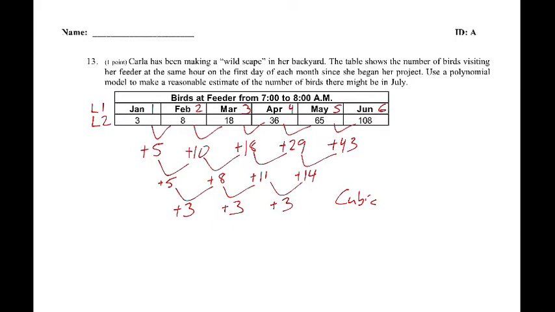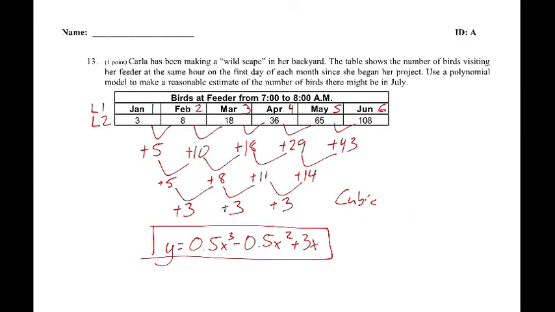And once you go to cubic regression, you end up with a polynomial y equals 0.5x^3 minus 0.5x^2 plus 3x. Now, if you started with January as month 0, that's fine. You're going to end up with a slightly different looking function, but it'll still work. So that's our function. That's the function we can use to predict the number of birds that we have every month.